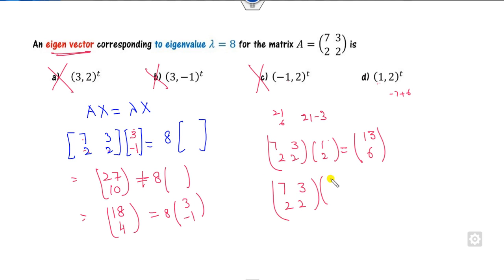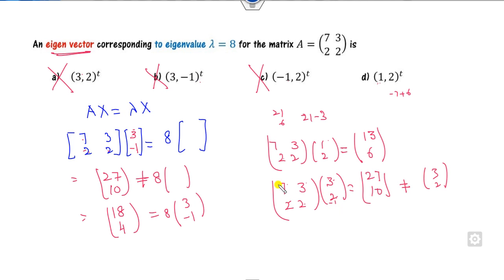2, 2, 3 and 2. So it's 21 plus 6. 21 plus 6 is 27. 6 plus 4 is 10, which is not written as 3, 2 of this. So definitely it is not there.